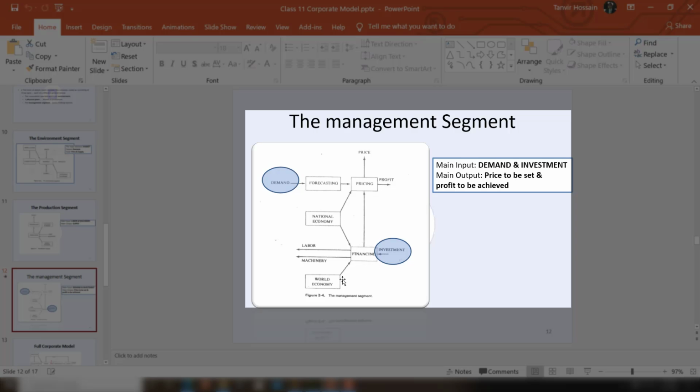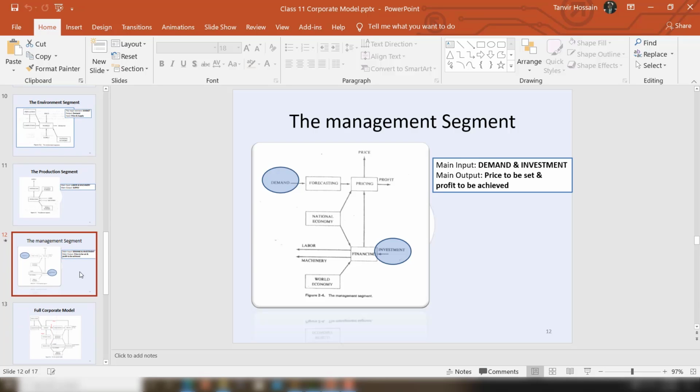The main segments are actually finance and pricing. Financing is affected by investment, of course, and it is providing labor and machinery. It's also affected by world economy and national economy. And finally, pricing is affected by national economy and financing, and also forecasting, which is coming from demand. Pricing is also outputting profit and price.